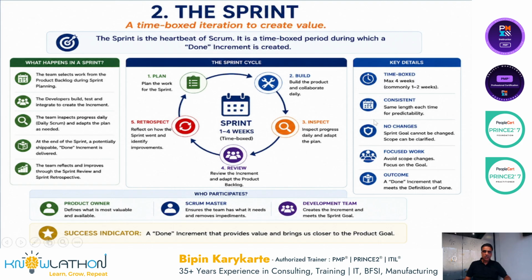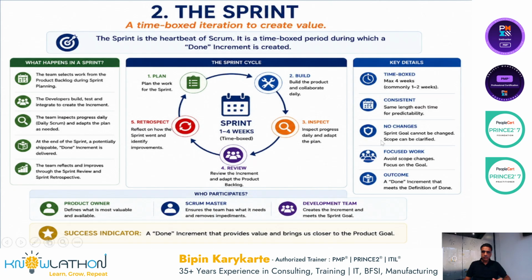Right? Key details: time boxed, maximum 4 weeks, commonly 1 to 2 weeks, consistent, same length each time for predictability. So every time there will be the same number of weeks or same number of days that will be part of your sprint in a given project.